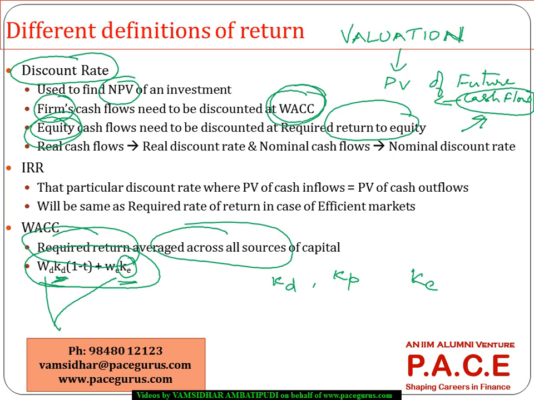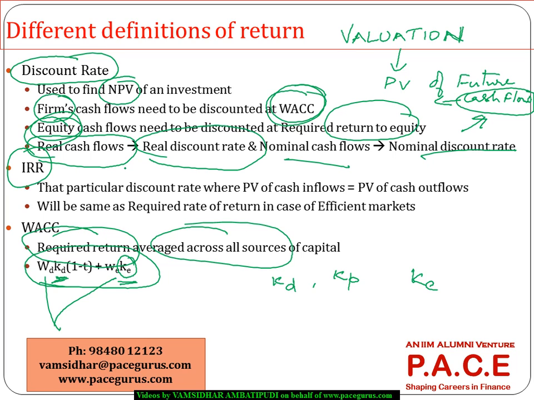If I am using only equity cash flows, I discount the equity cash flows with the required rate of return of equity, and arrive at the value of equity, not the entire firm. And one more thing: if my cash flows are real, meaning inflation adjusted, even the discount rate needs to be inflation adjusted. If my cash flows are nominal, not adjusted for inflation, then the discount rate will also be nominal. So these kinds of things need to be understood from the perspective of the discount rate.